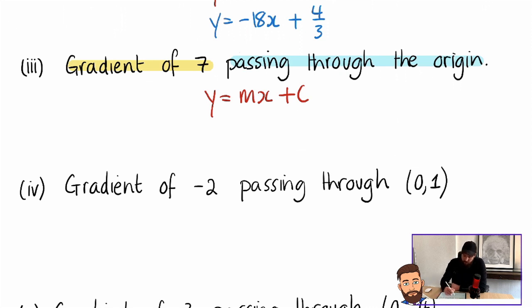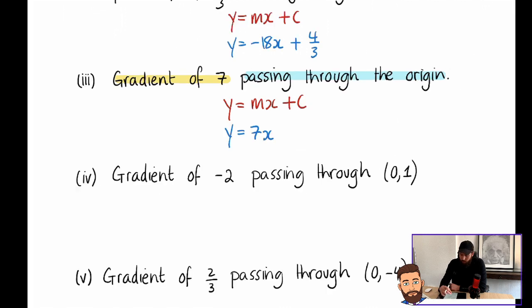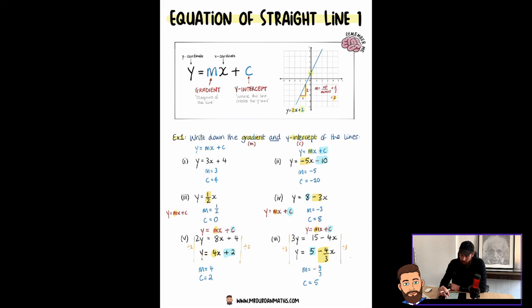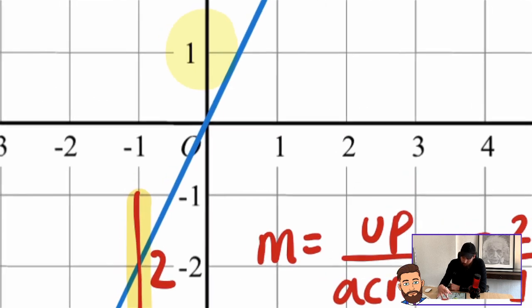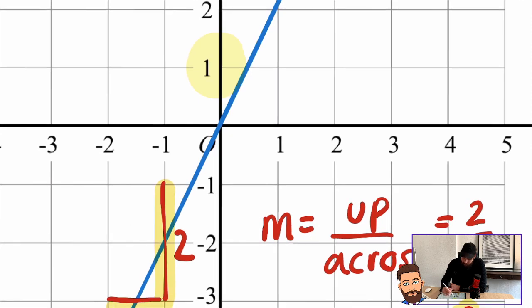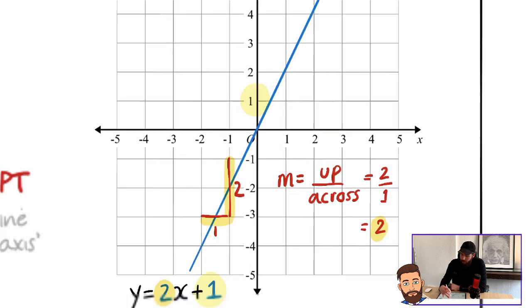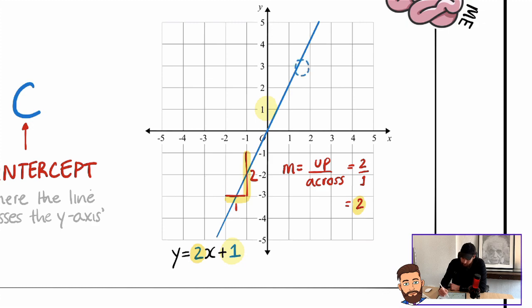What's the first thing we should write down? y equals. The origin, what does that mean? Well, we saw that earlier. A line that passes through the origin. If I move this line here, look. The origin, remember, is here. What number is the origin? 0. So if it passes through the origin, what's it saying?